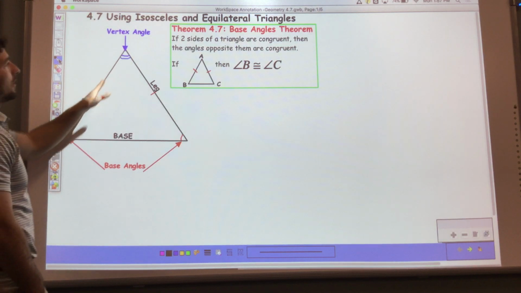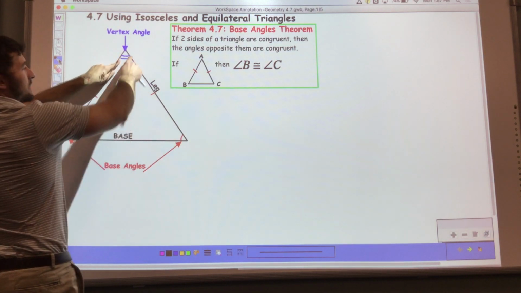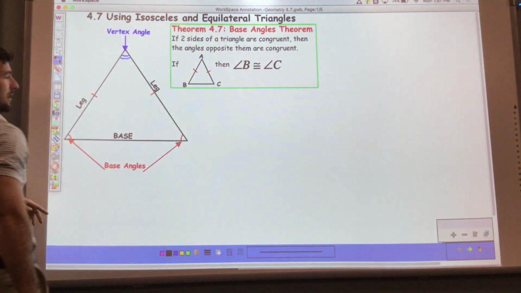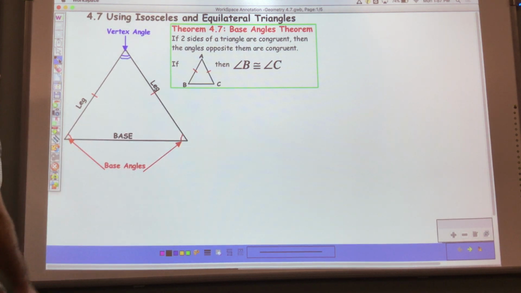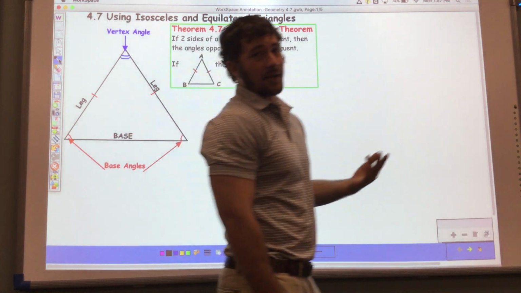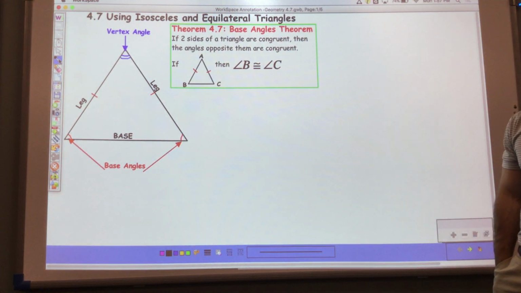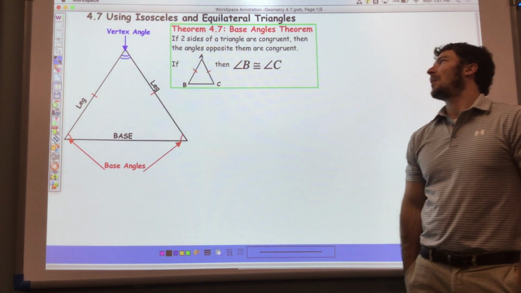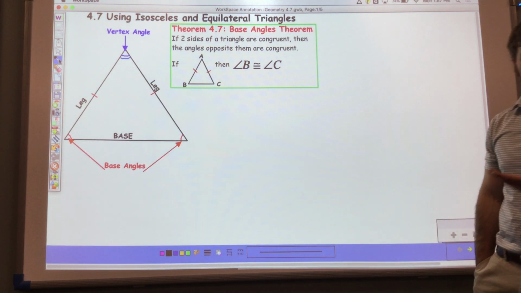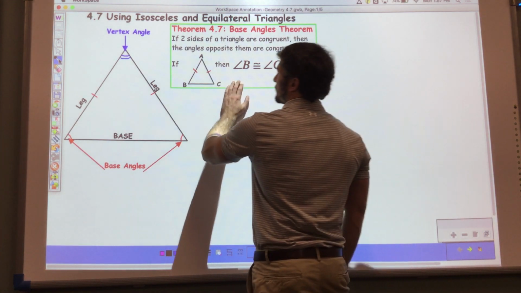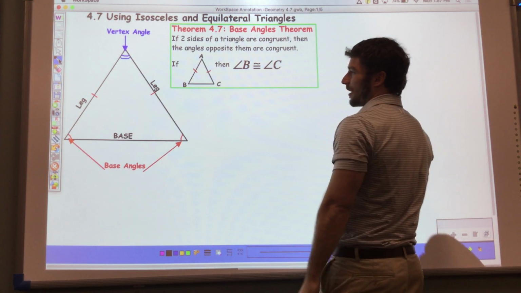So you've got your isosceles triangle. The legs are the congruent ones. Base angles should be at the bottom or touch each one of those legs. The base angle theorem says if two sides of a triangle are congruent, so you could say if you have an isosceles triangle, then the angles opposite of those congruent sides are congruent. Or you could say the base angles are congruent. So long story short, in any isosceles triangle, your base angles are congruent.